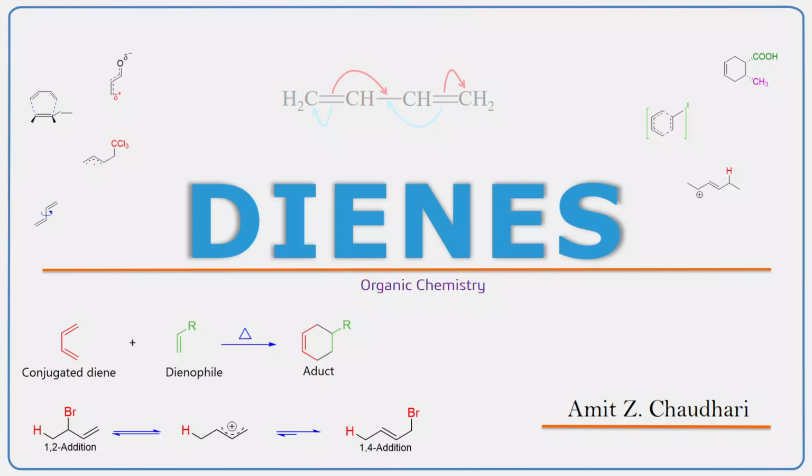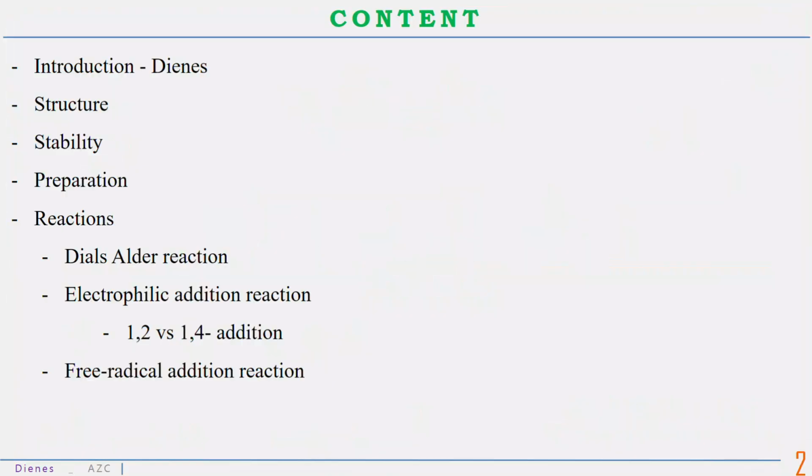Dienes, the topic of organic chemistry subject. Content of this topic includes introduction of dienes, structure, stability of dienes, preparation of diene, reactions of diene. We will see detailed reactions: Diels-Alder reaction, electrophilic addition reaction, and free radical addition reaction.